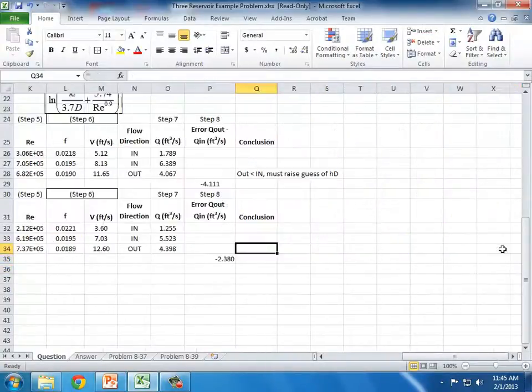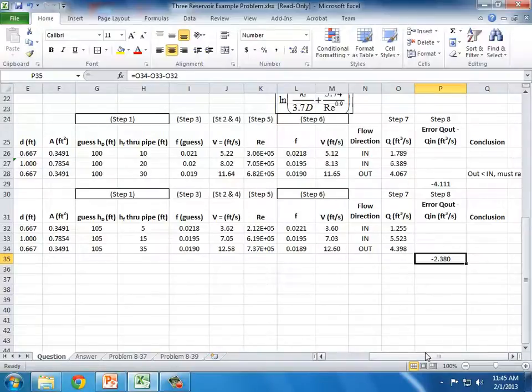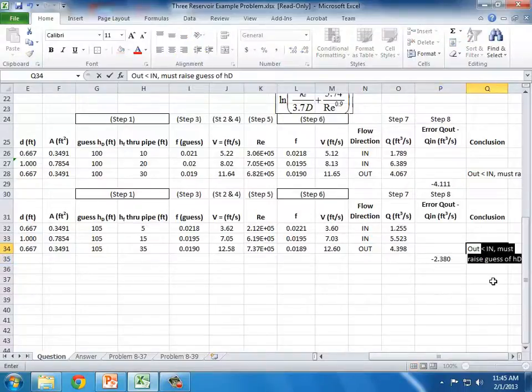Okay, so what's the conclusion this time? What do we need to do to our guess at D? Should the next guess of D be greater than 105 or less than 105? Greater. We need to raise it even more. But we're getting closer. You know, the error is smaller. So out still less than in, must raise guess of HD.